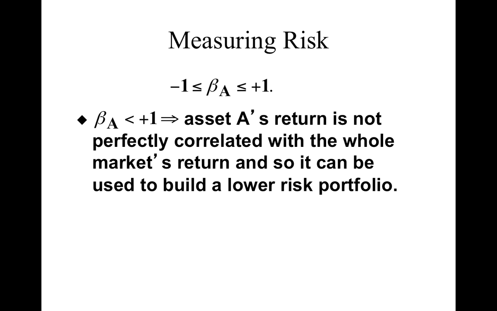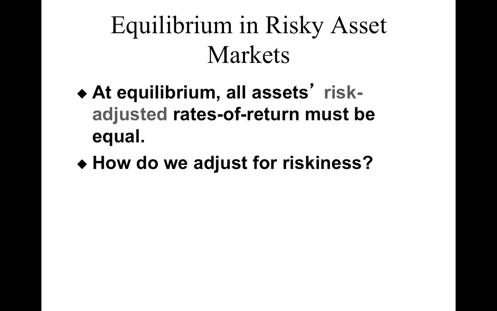If asset A's return is not perfectly correlated with the whole market's rate of return, and so it can be used to build a lower risk portfolio, then the beta value would be less than 1. And asset A would definitely lower the riskiness of the portfolio. Now, this is about one asset. What does this imply for the rates of return on all the different kinds of assets that we look at?